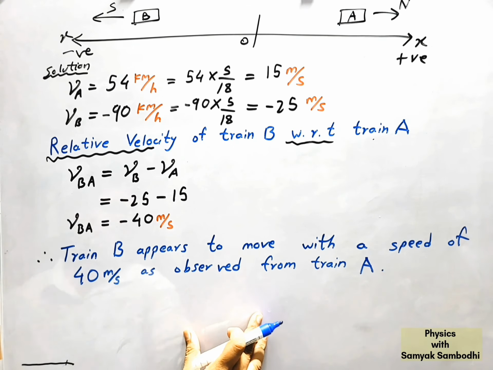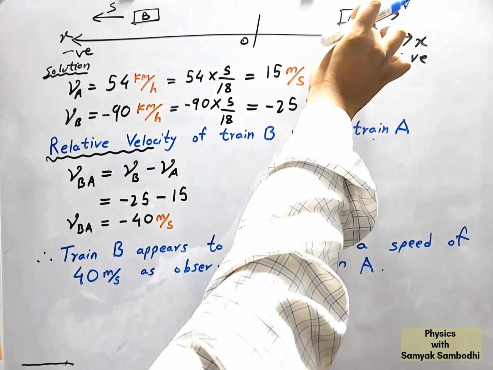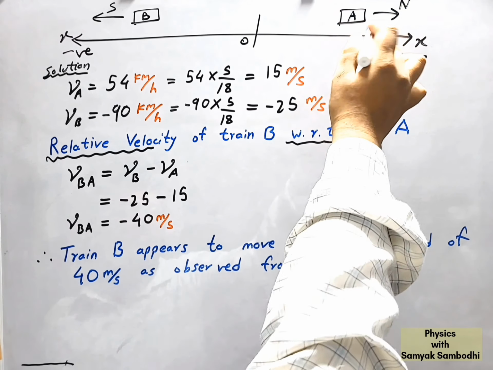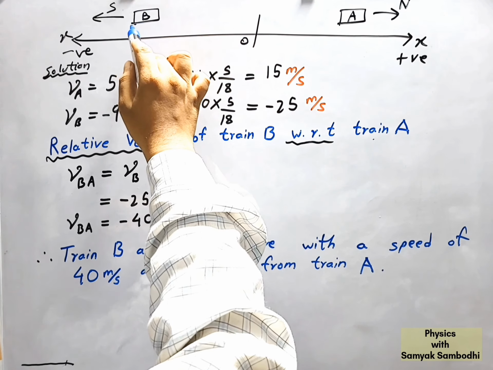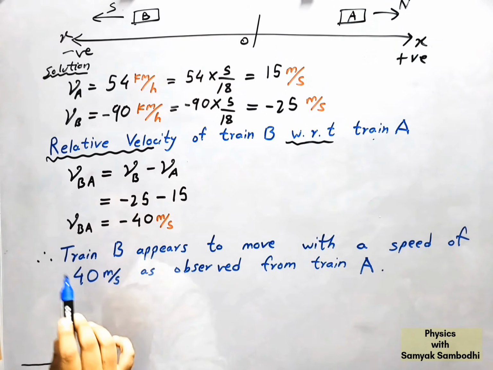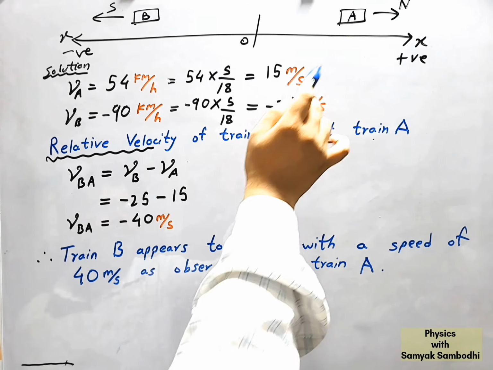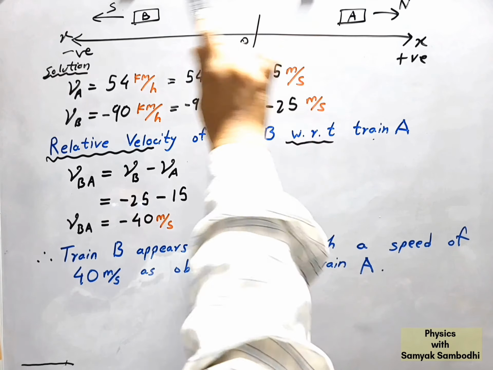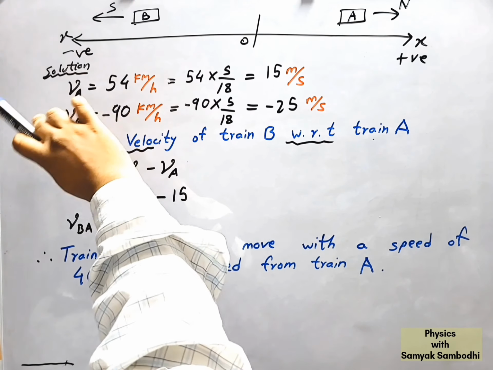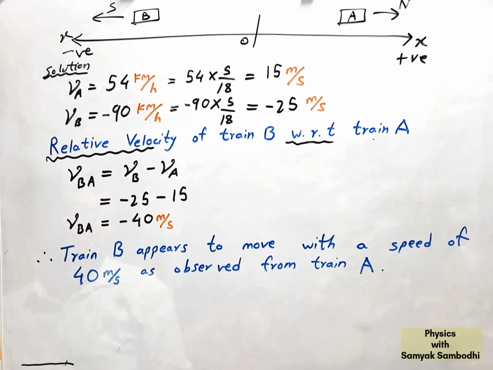So from this, what we conclude is that if you are observing from train A, which is also traveling with a speed of 15 meters per second, train B appears to be traveling with a speed of 40 meters per second. As we are observing from train A, which is also traveling with a particular speed, train B appears to be traveling faster than its original speed.